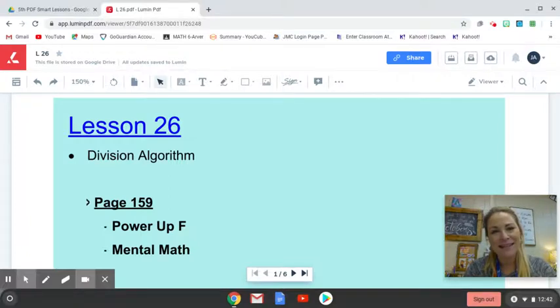Hey everyone, this is lesson 26, and today we're talking about the division algorithm. So really, what are those specific steps that you follow in order when you're doing any type of long division work? Don't be fooled though, we're not doing like third and fourth grade math work today. We are going to spend a few minutes just reviewing those steps, and then we're going to be applying them to more advanced division work.